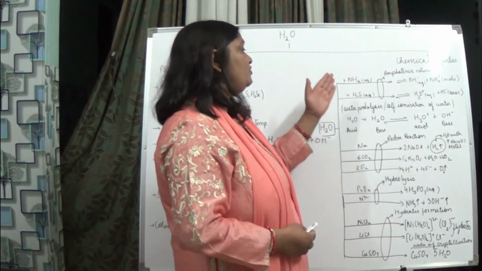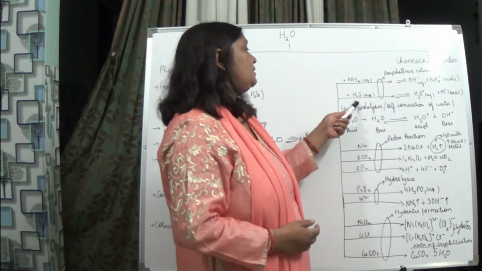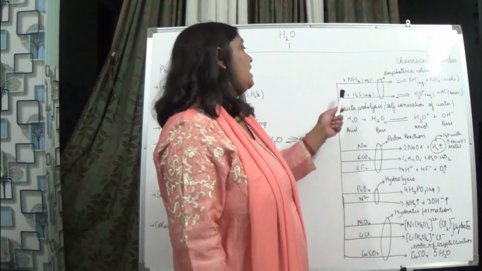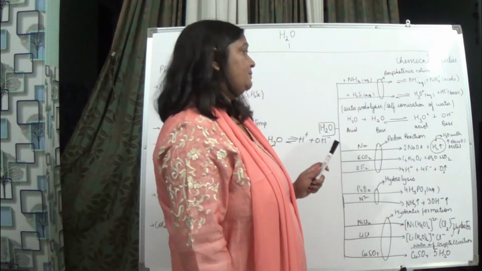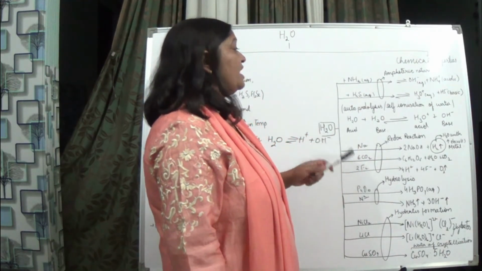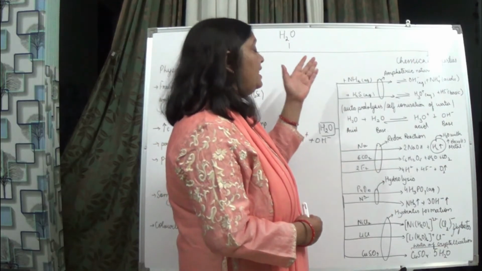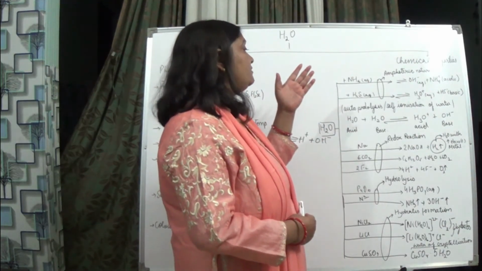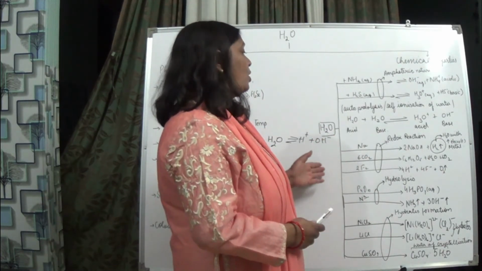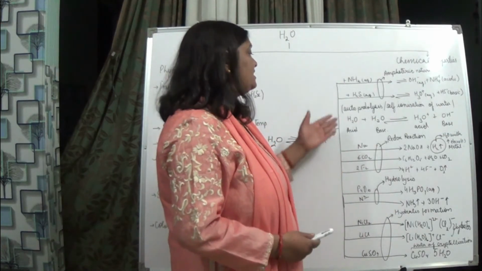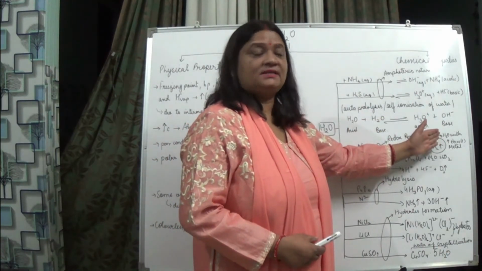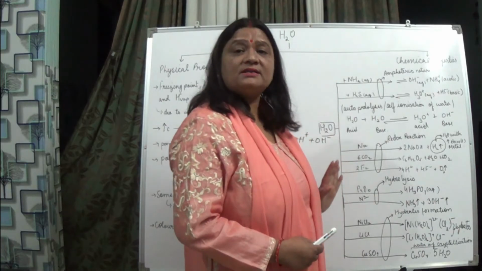Likewise, if water reacts with H2S, what happens? Here water is acting like a basic substance and H2S is acting as an acidic substance, thereby forming H3O+ and HS-. This amphoteric nature of water gives water the property of self-ionization, or autoprotolysis, in which water with water itself forms acid and base, that is H3O+ and OH- ions.